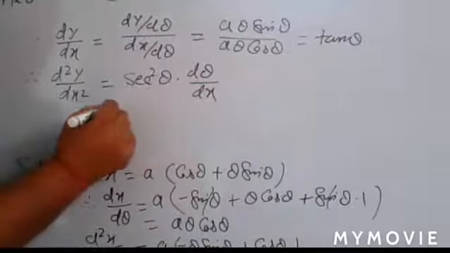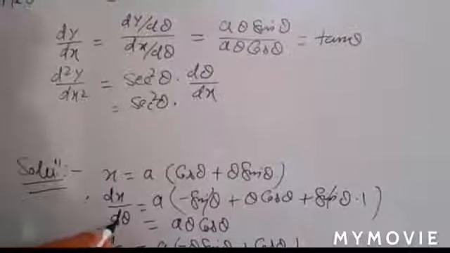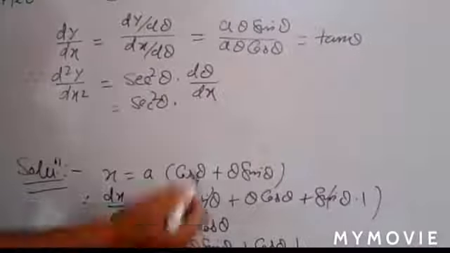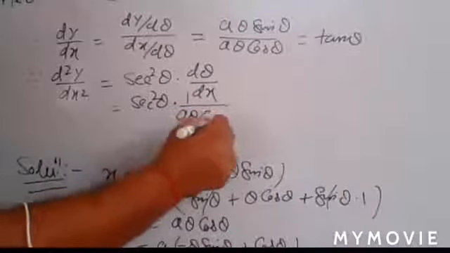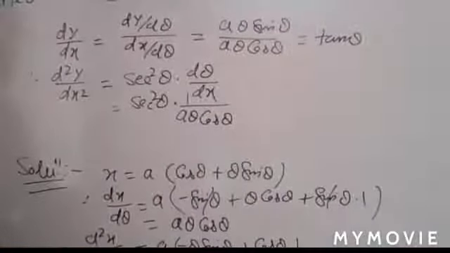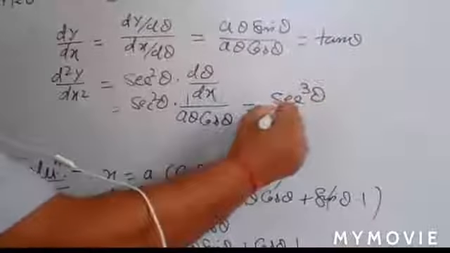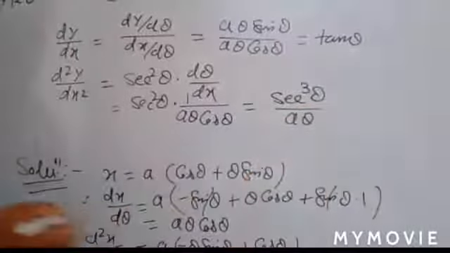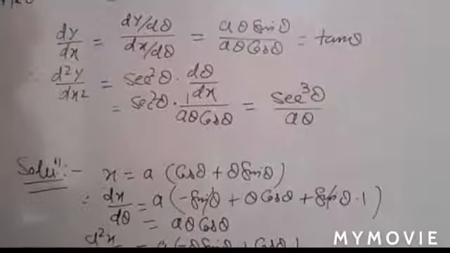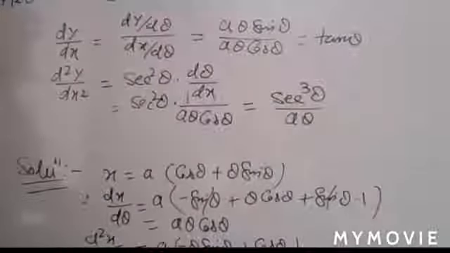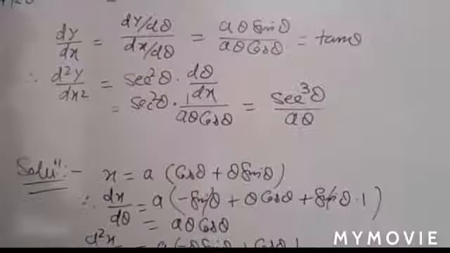Now putting its value, you have sec square theta into, see, dx by d theta is equal to a theta cos theta, so you have 1 upon a theta cos theta. Understand? That can be written as sec cube theta upon a theta, and this proves your result. Note it.